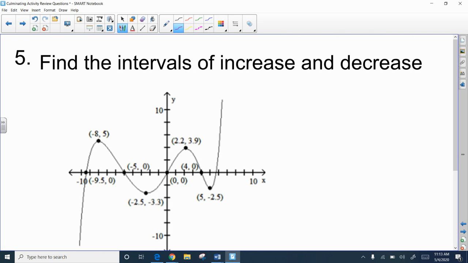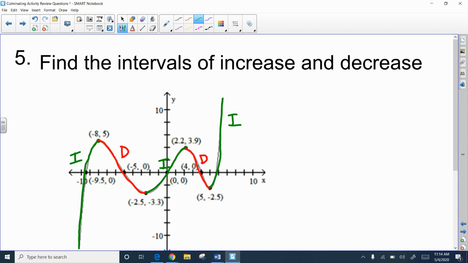On our function here, we tell if a function is increasing or decreasing by whether it's going up or down as we go from left to right. So I'm starting over here. As I go from left to right, the first part of the function is increasing till it gets to that point here. Then this section is decreasing till it gets to this point. Then the function is increasing again till it gets to that point, decreasing in this little section here, and then increasing again.